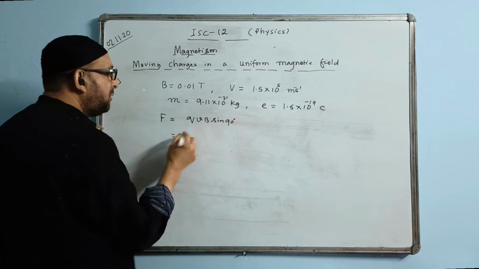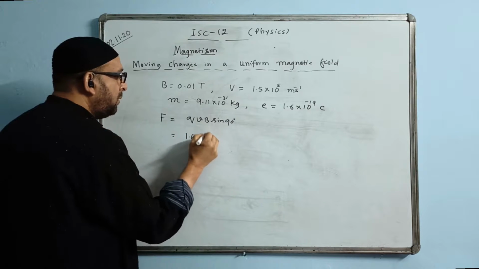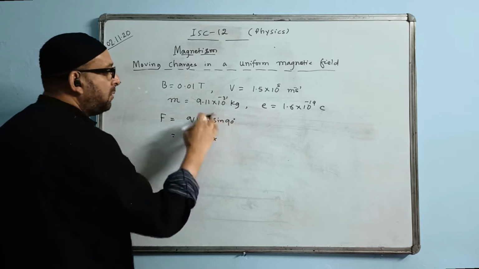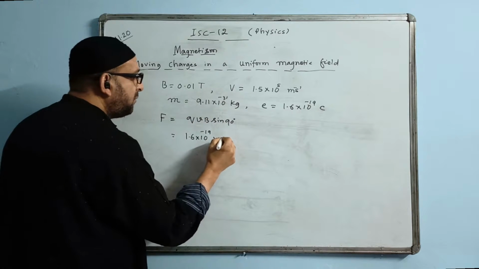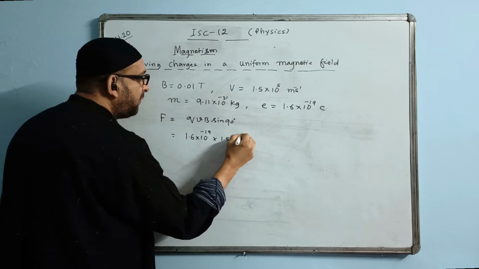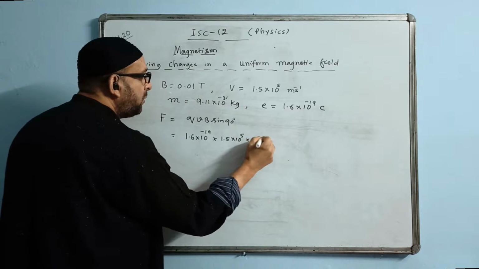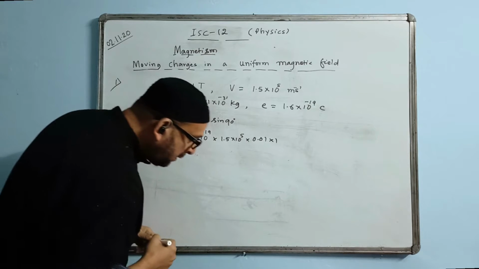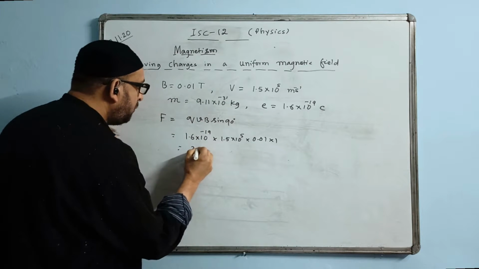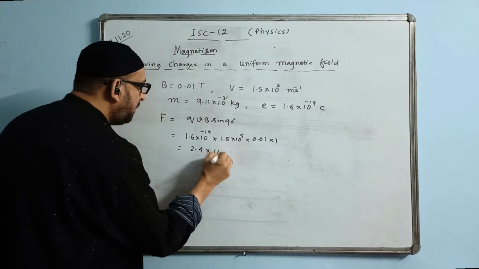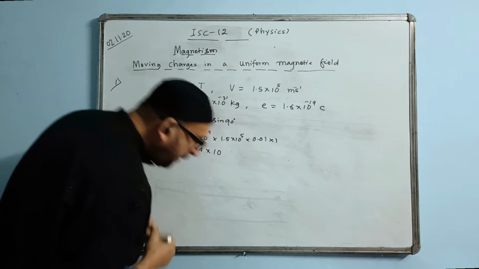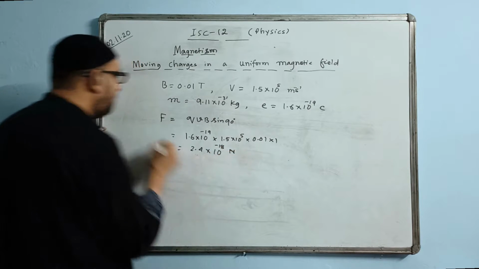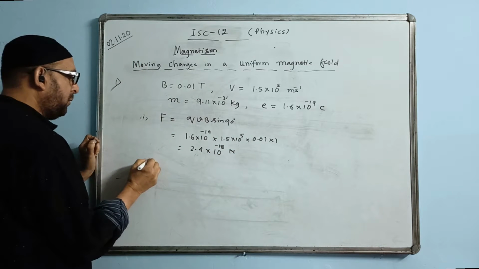Instead of writing Q we can write e, because it is about an electron: 1.6 × 10^-19. Velocity is 1.5 × 10^5. The value of B is 0.01, sine 90 is 1. Calculating, the answer comes 2.4 × 10^-18 Newton. This is the answer for the first part, the force.